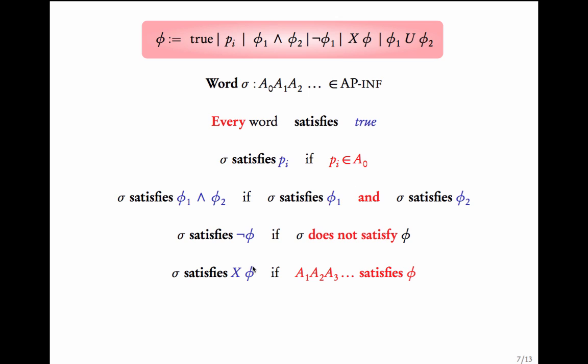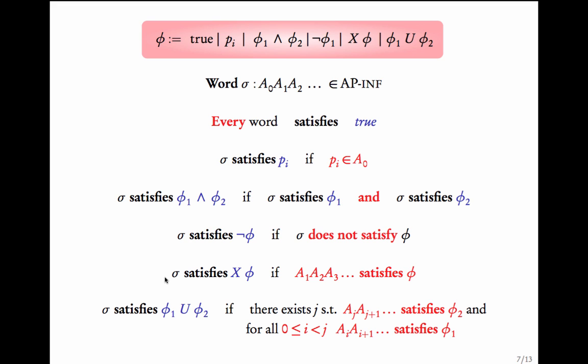Okay, that is how you give the meaning for more complicated formulas, but for now you learn that sigma satisfies X phi if the word obtained by cutting A0, or in other words the word starting from the position A1, satisfies phi. Now comes the last and most important operator, until. When do we say that sigma satisfies phi1 until phi2?